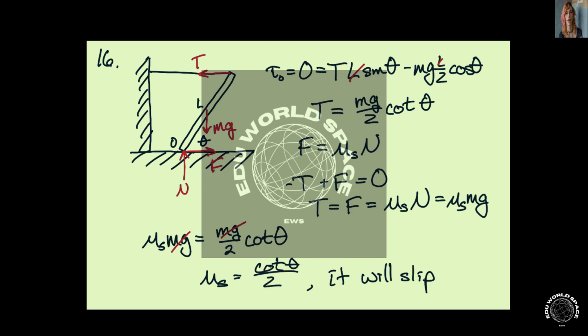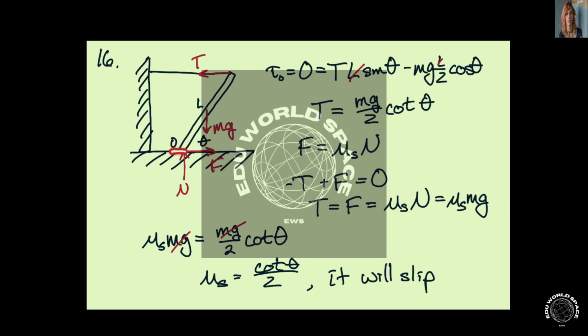So if we were to try to measure this, we would keep moving this thing in and in and in until it just was about to slip, and then we would be able to figure out from the angle what that coefficient of friction was.